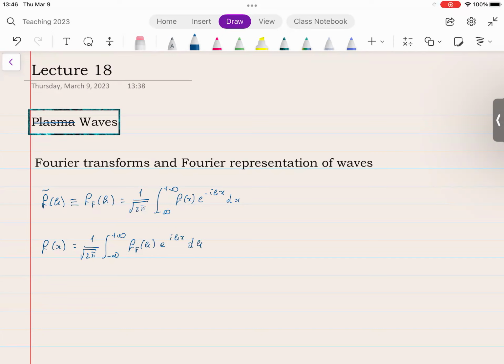Please remember the difference in sign, and notice that I've put the factor 1 over square root of 2 pi in front of both integrals, as you will have seen or heard elsewhere. A different convention is to just use the 1 over 2 pi in front of one of the two integrals. Okay, that is our definition of Fourier transform. You've probably seen how you transform a Gaussian. It's not really all that interesting for us.